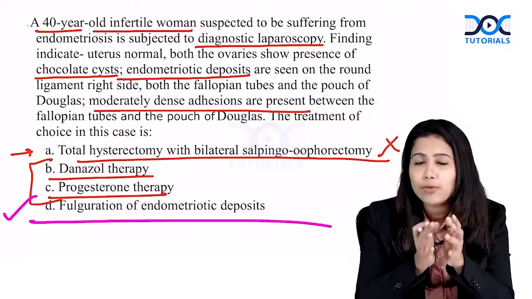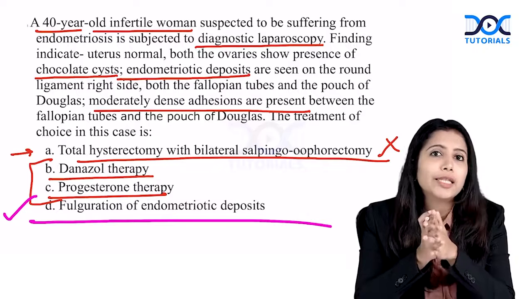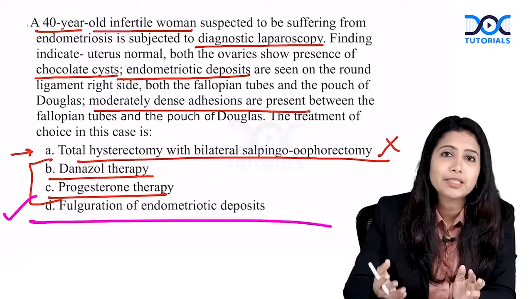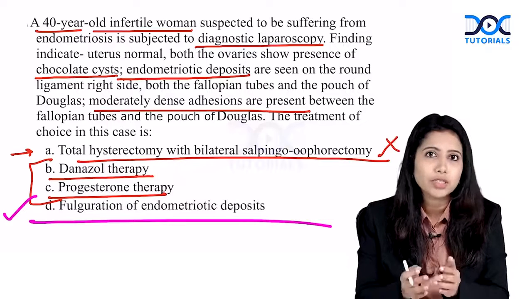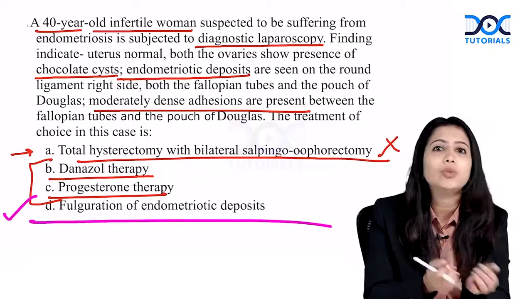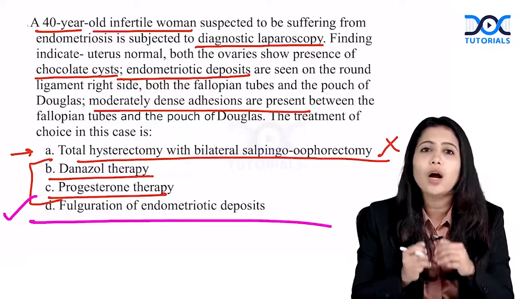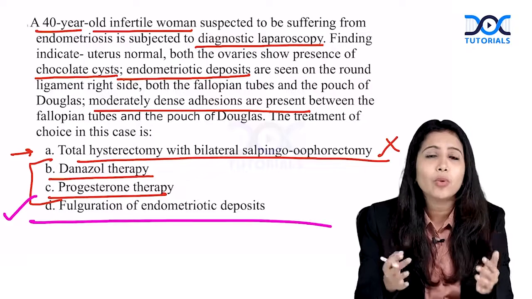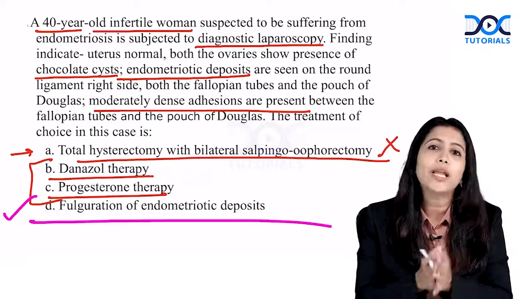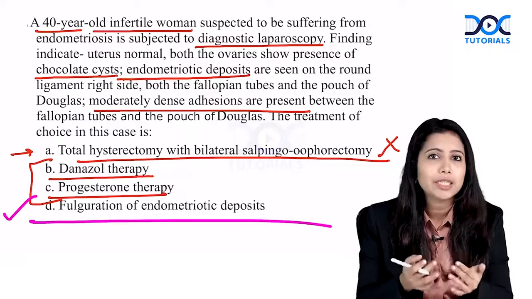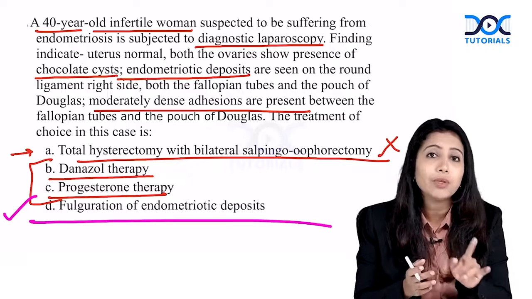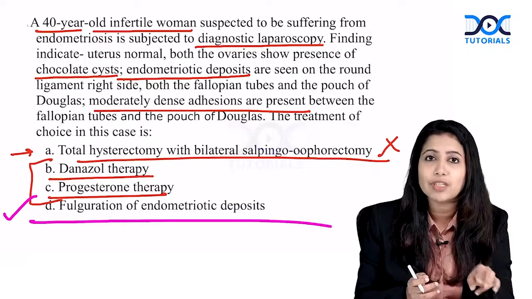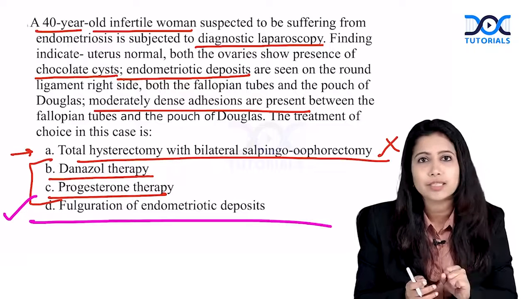So be very careful while you are choosing a cystectomy in case of an infertile woman. There are various problems associated with it. It is not just that you see an endometriotic cyst and you just remove it. Once you remove it, you are definitely going to remove some of the follicles along with it. Some of the normal ovarian stroma is going to be removed along with it. So this will lead to a decrease in ovarian reserve. So be very careful while choosing an endometriotic cystectomy. Don't go for a cystectomy if it is a small endometriotic cyst.